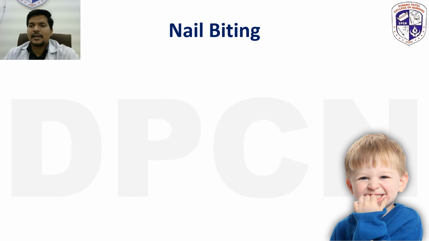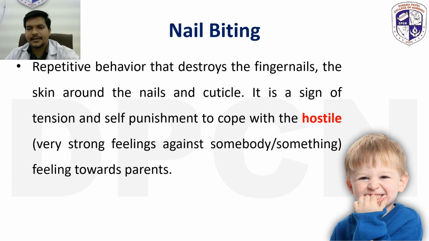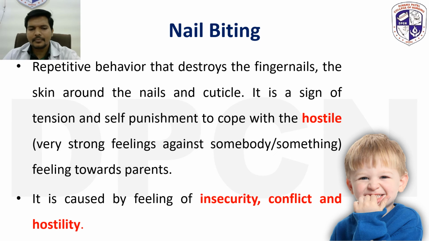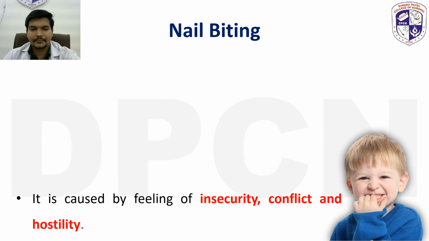The next one is nail biting. The most common habit disorder in toddler age is nail biting. It is a repetitive behavior that destroys the fingernails, the skin around the nail, and the cuticles. It is a sign of tension and self-punishment to cope with hostile, very strong feelings against somebody or something, a feeling toward parents. It is caused by feelings of insecurity, conflict, and hostility.